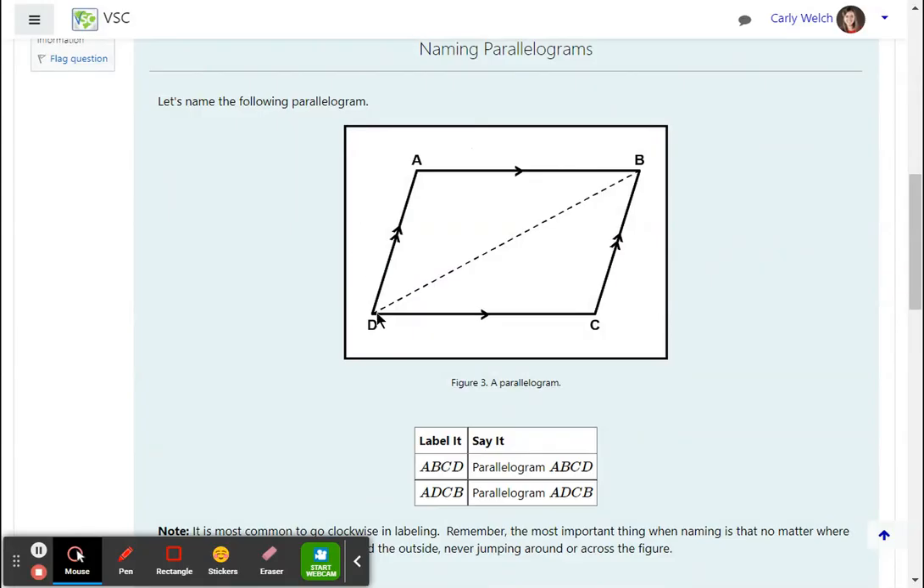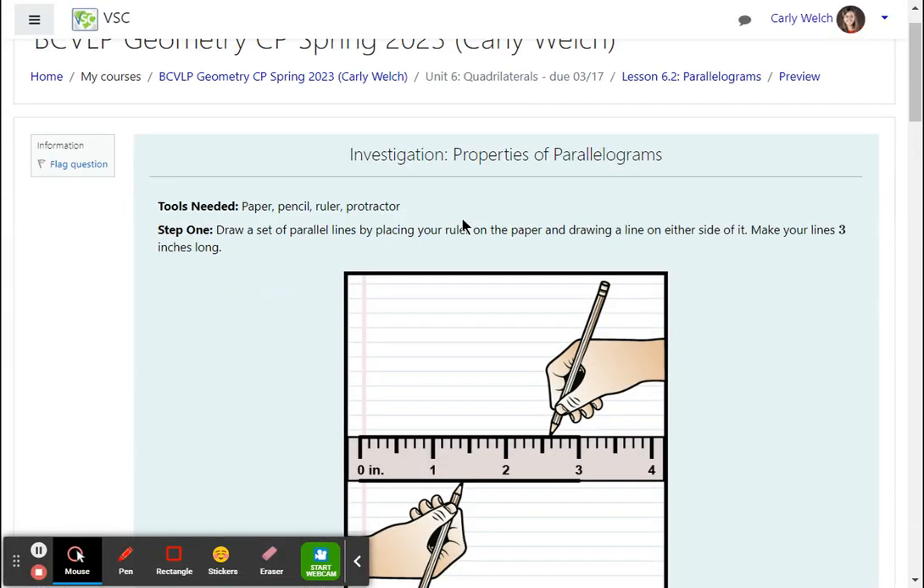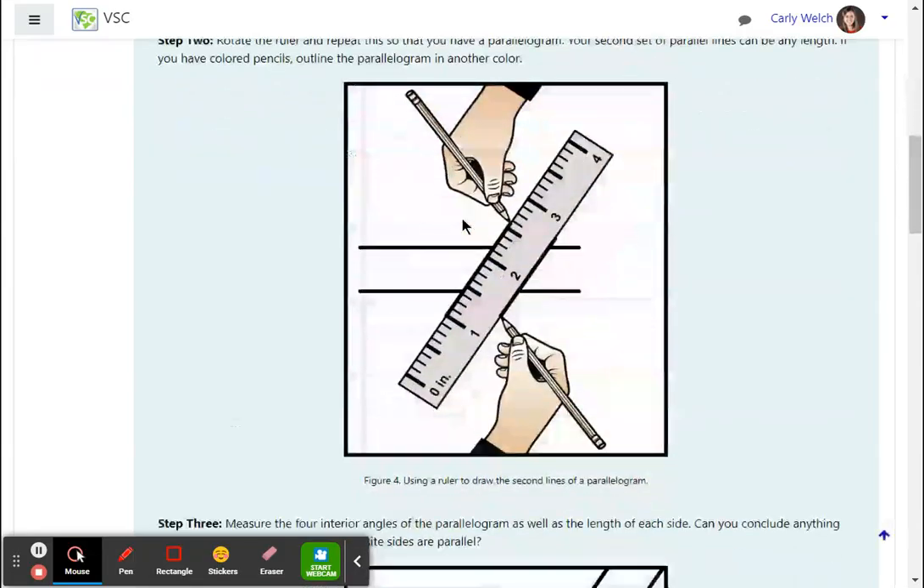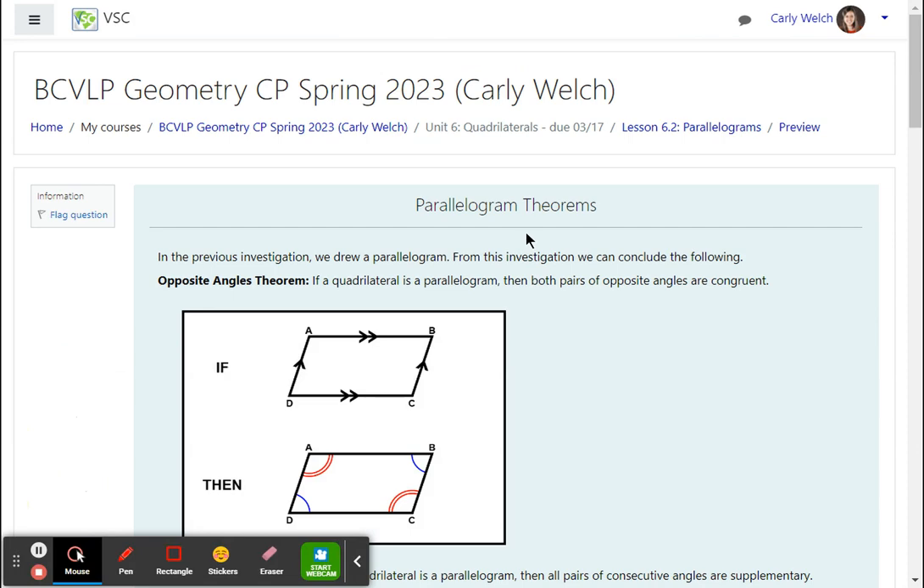So naming parallelograms, you will label it A, B, C, D or A, D, C, B, but go in the order around the outside of the parallelogram. That's for how to construct one.